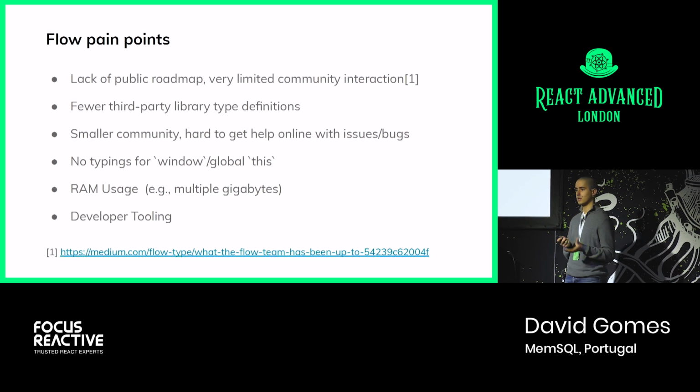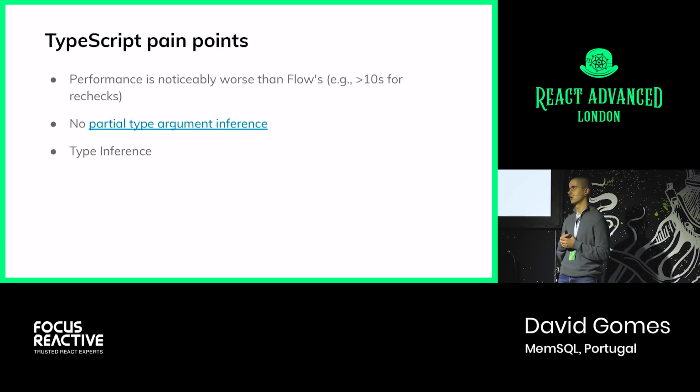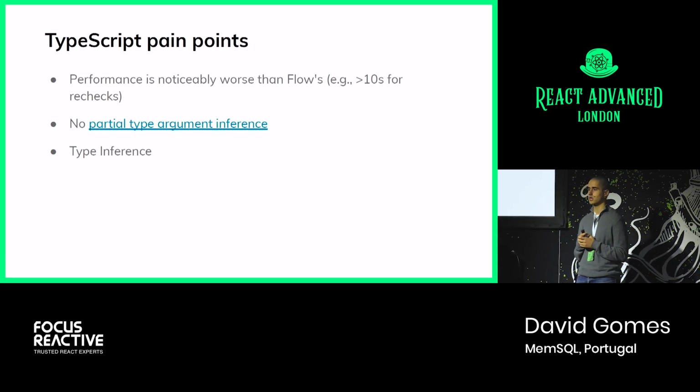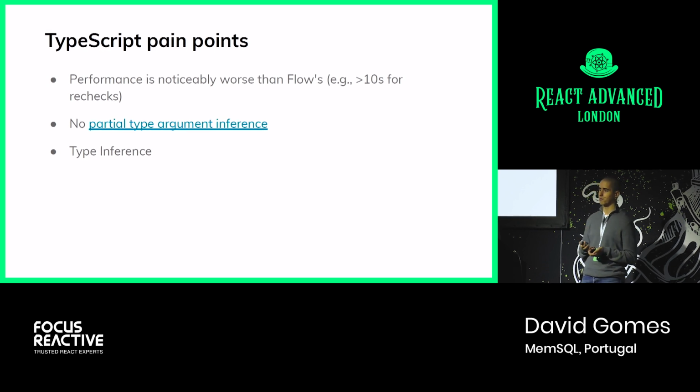But TypeScript is not without its pain points. The performance is noticeably worse than Flow. So for example, whereas with Flow, we would rarely have to wait more than 1 to 2 seconds for a recheck, with TypeScript, we commonly see over 10 seconds for rechecks. It doesn't have partial type argument inference, and in general, the type inference is not as good as Flow's.